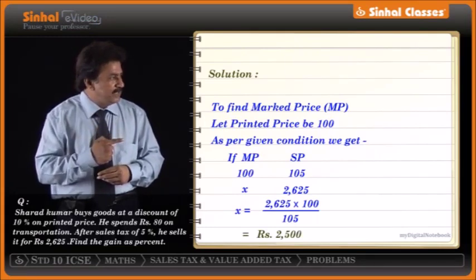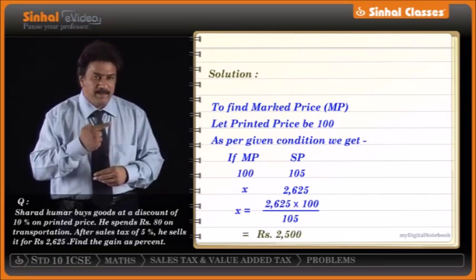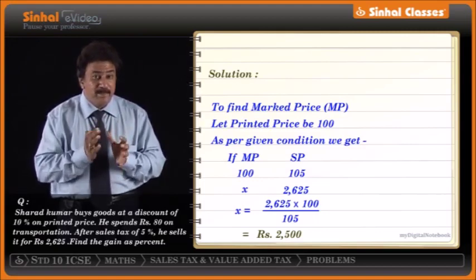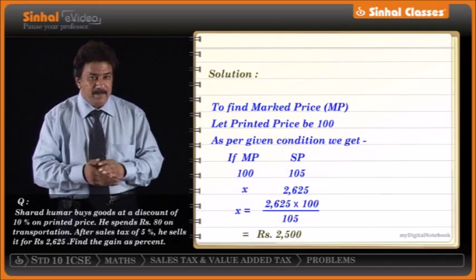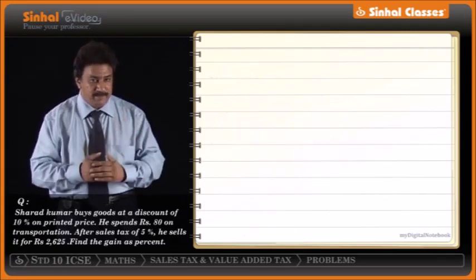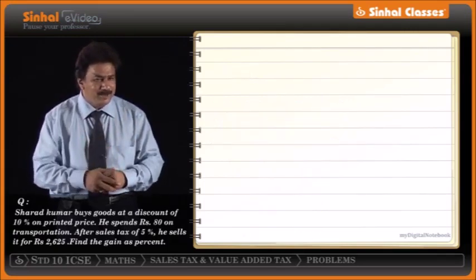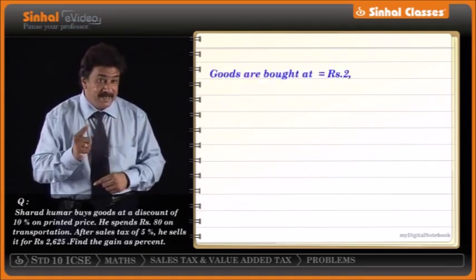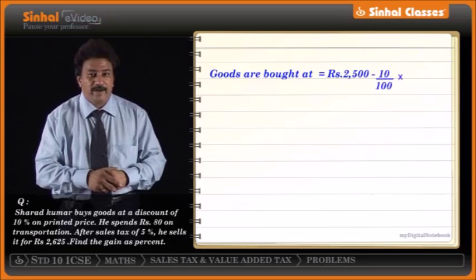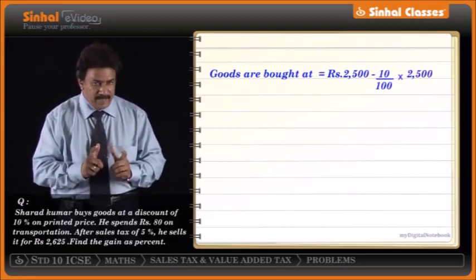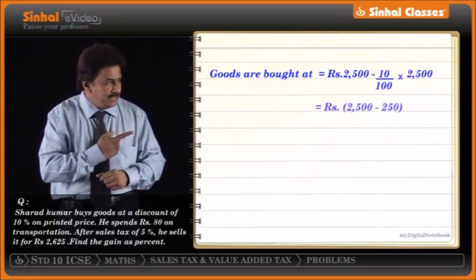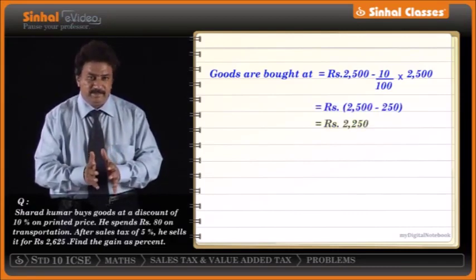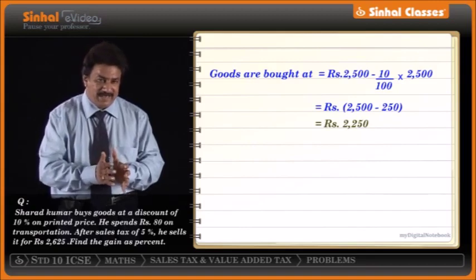Now let's read the sum once again. Sharad Kumar buys goods at a discount of 10% on the printed price. So what's the cost price? 10% below the mark price. That means mark price minus 10% of it. Let's find the cost price. Cost price is equal to 2500 minus 10% of 2500, because there's a discount. That is 2500 minus 250. That will give me 2250. Now this is nothing but the cost price.